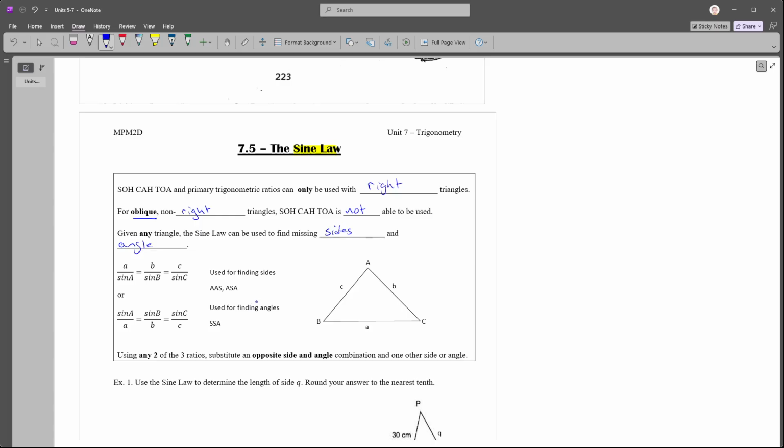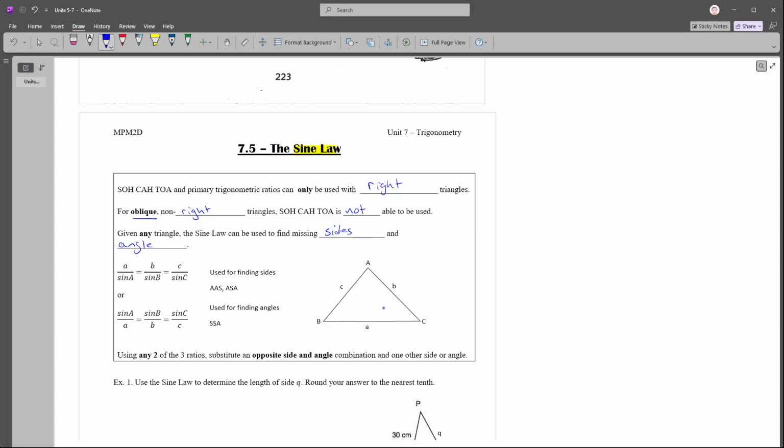Now, when I'm looking for some unknown side, then I want to set up the ratios so the sides are in the numerators. And then the denominator is always the sine of the angle that corresponds with the side. It's always the sine. How do I know this? Because it's called the sine law.